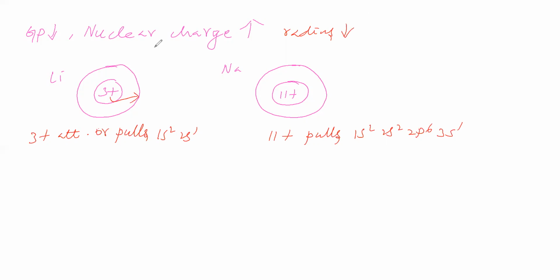Therefore, down the group nuclear charge increases, and therefore radius decreases. Now we are saying this radius with respect to nuclear charge only. It is not cumulative. This is not an experimental result. We are saying it with respect to nuclear charge, so it is not the final conclusion. Next, we will see another factor, the screening effect.